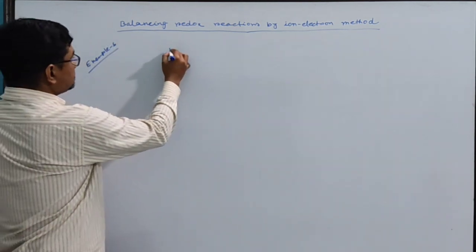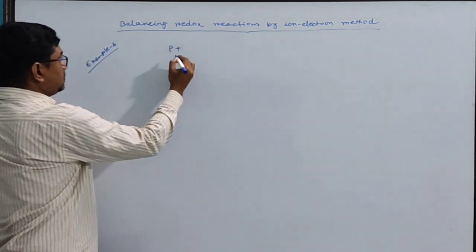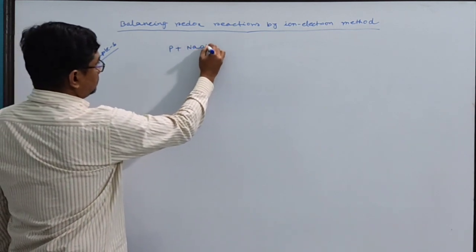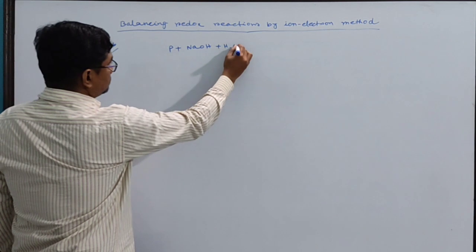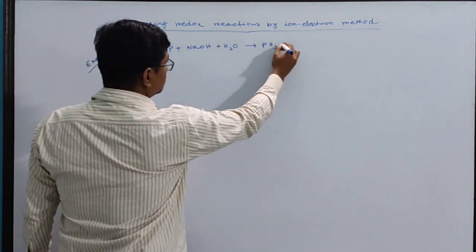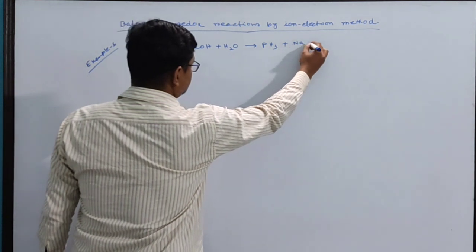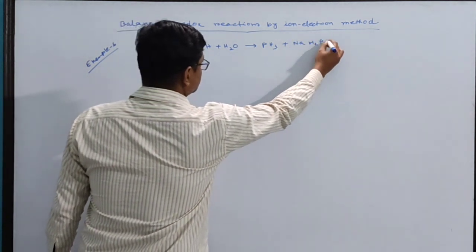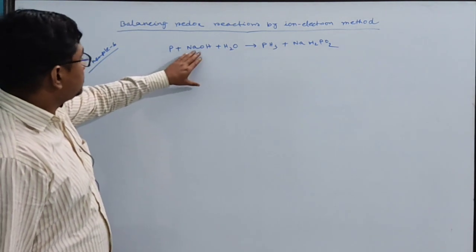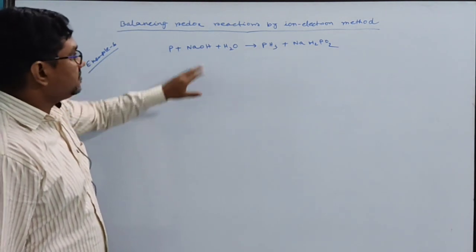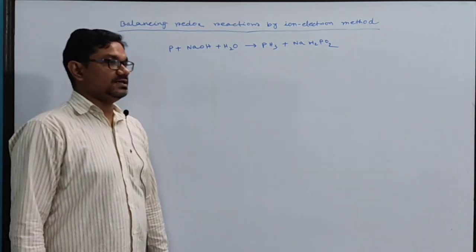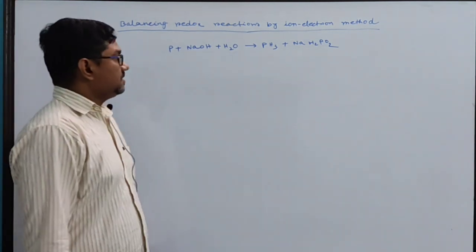Here the reaction is phosphorus reacting with NaOH and water, giving PH3 and NaH2PO2. Sorry. So as you can see here, sodium hydroxide is present in the medium. So the reaction is in alkaline medium or a basic medium.